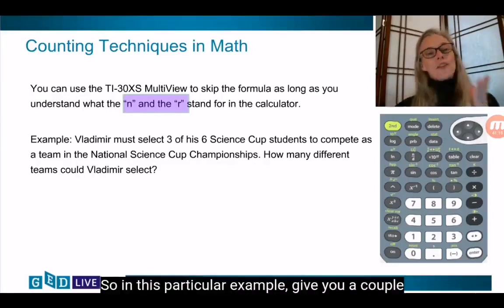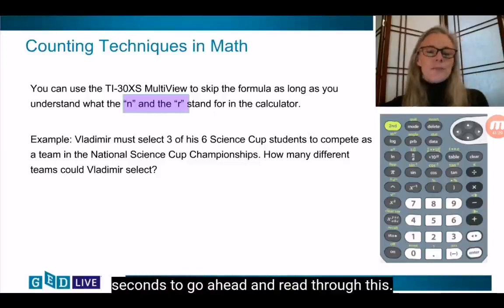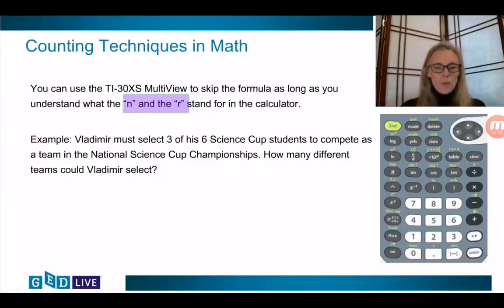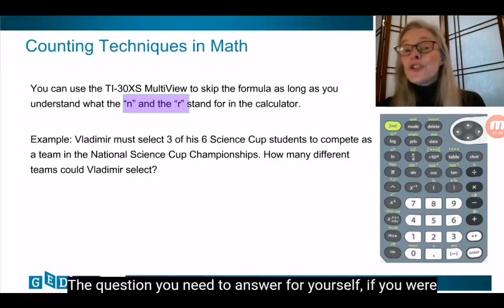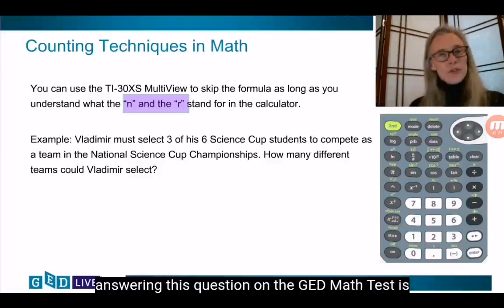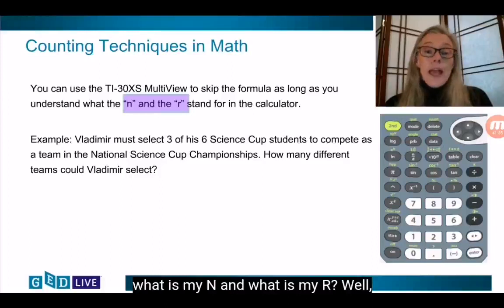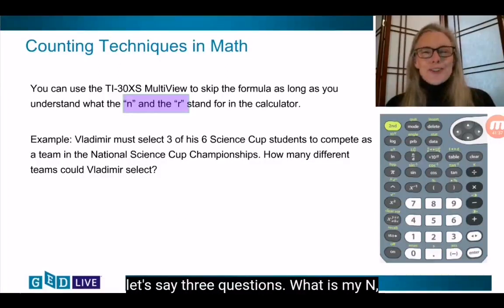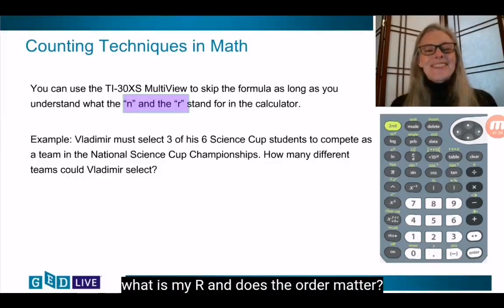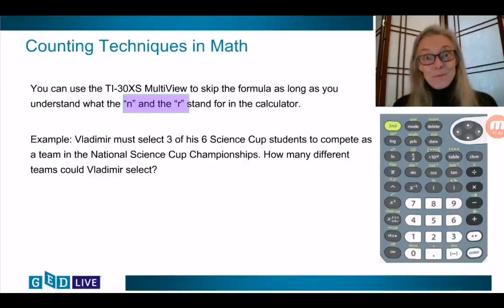Right? So in this particular example, let's give you a couple seconds to go ahead and read through this. The question you need to answer for yourself, if you were answering this question on the GED math test, is what is my n, what is my r? Well, let's say 3 questions. What is my n, what is my r, and does the order matter?